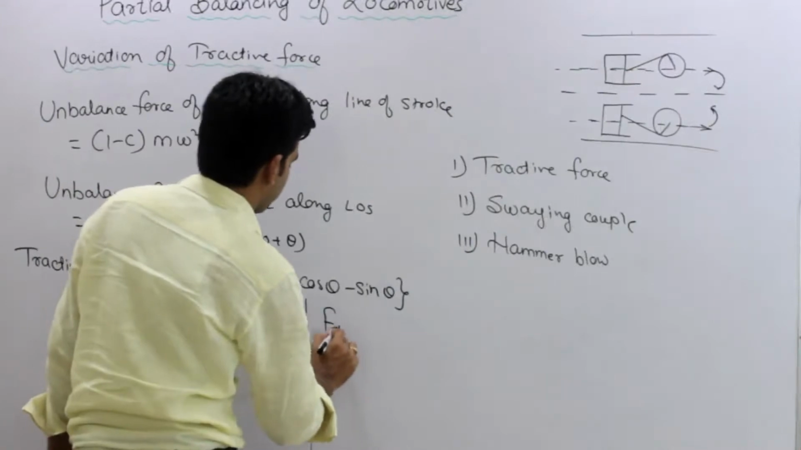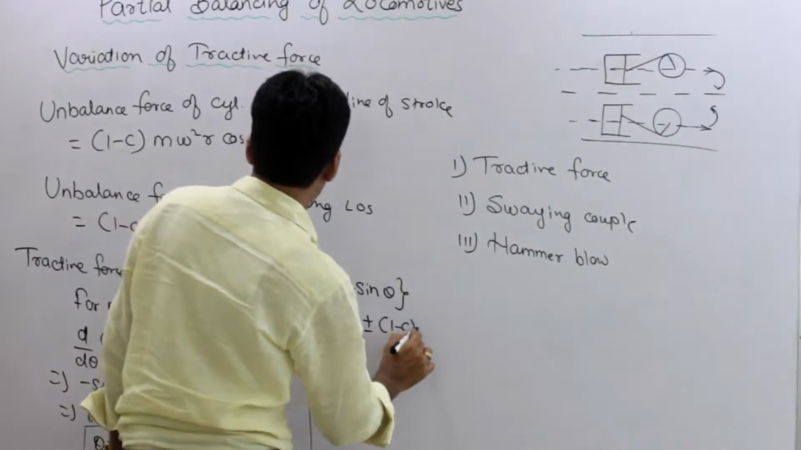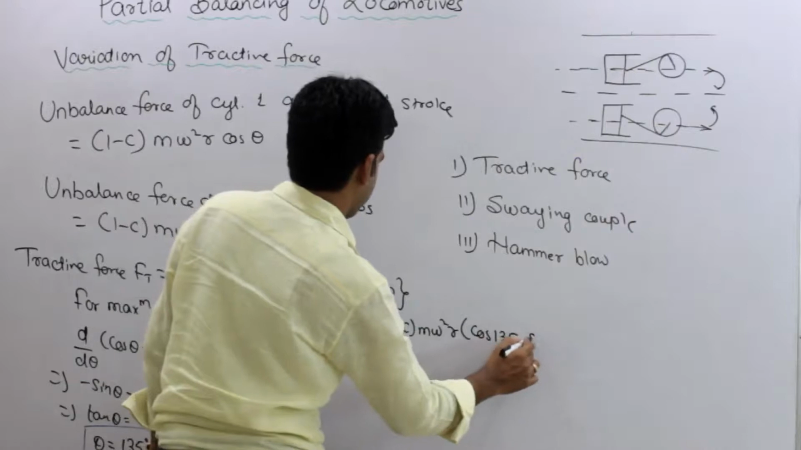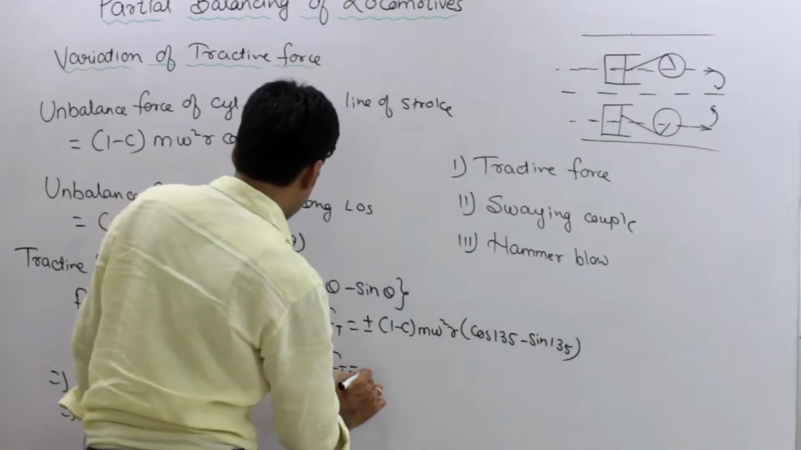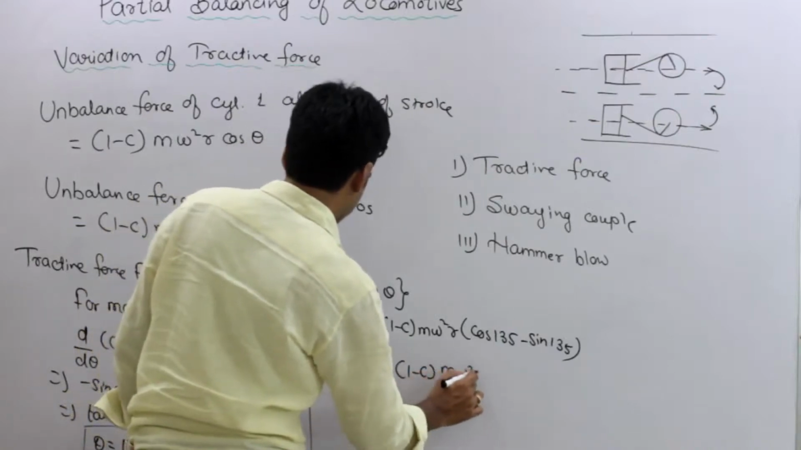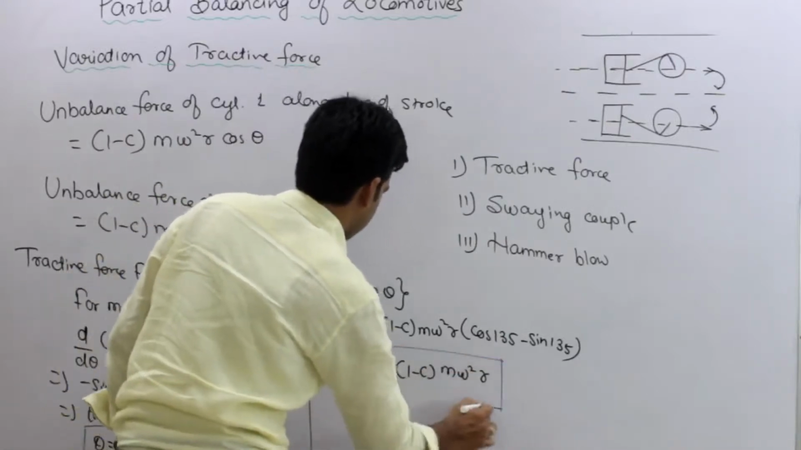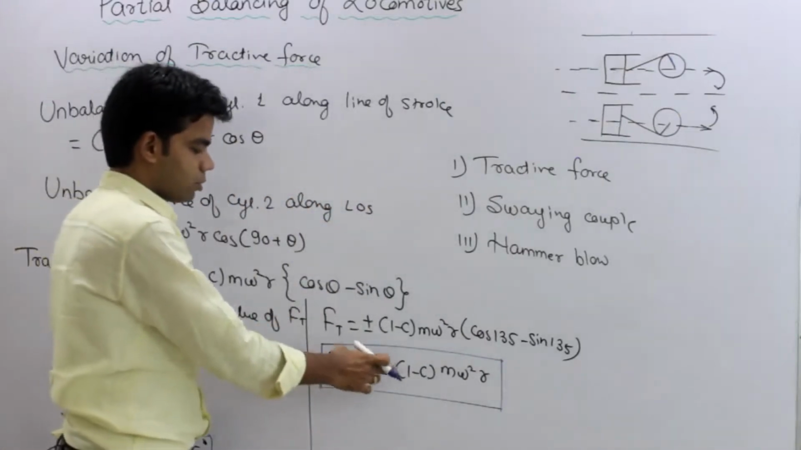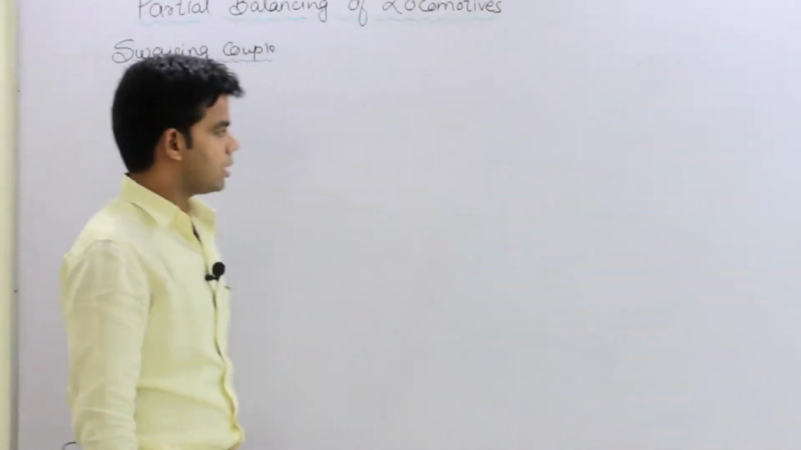So Ft is equal to plus minus of (1 minus C) m omega square r into cos 135 minus sin of 135 degree. On solving this we will get Ft is equal to plus minus root 2 (1 minus C) into m omega square r. So this is the value for the tractive force. The tractive force will vary between plus minus of root 2 (1 minus C) m omega square r. Getting this or not? Okay, next is the swaying couple.